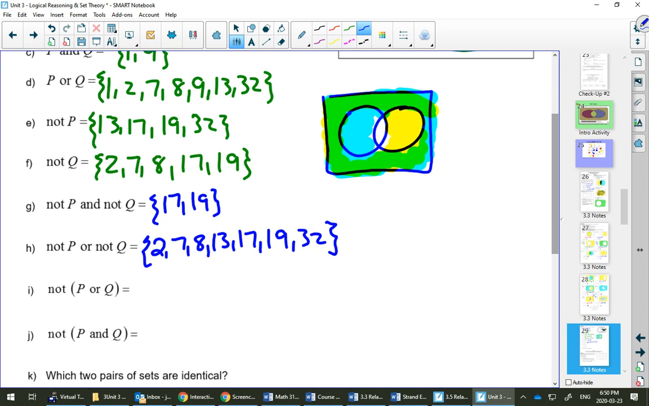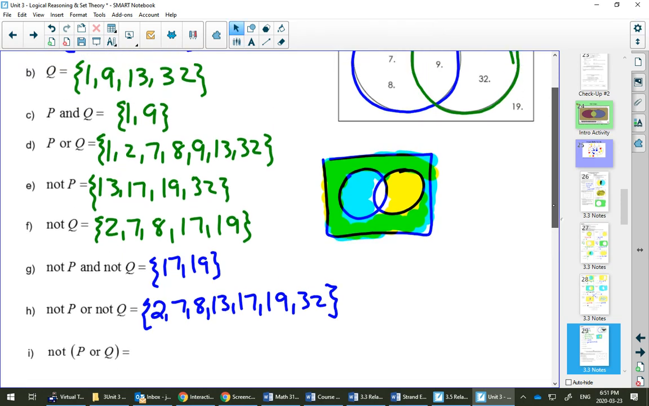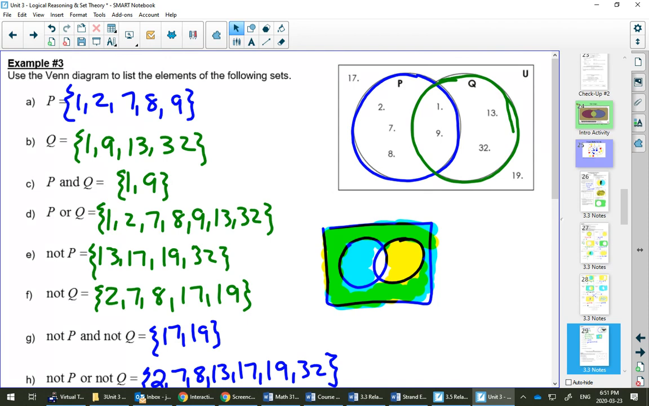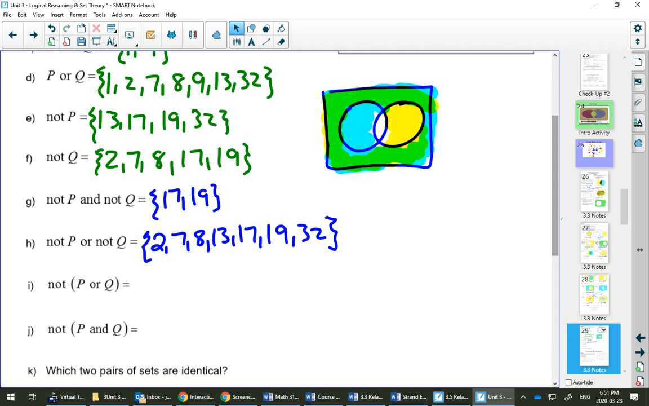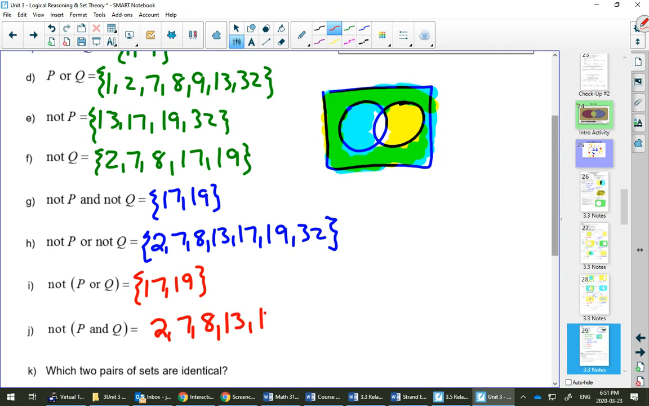Now the ones that are in brackets are sometimes easier to figure out. It says not, then bracket P or Q. P or Q would be everything that's in the circles, so not (P or Q) is whatever's not in the circles. We'd have 17 and 19. And then the last one here, not (P and Q). P and Q is 1 and 9, so not (P and Q) would be everything that's not 1 and 9: 2, 7, 8, 13, 17, 19, and 32.